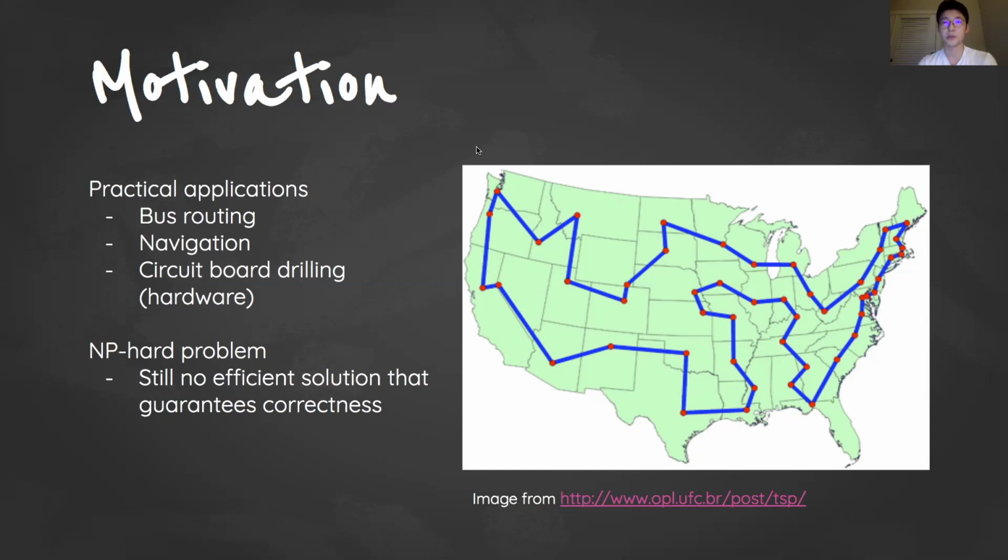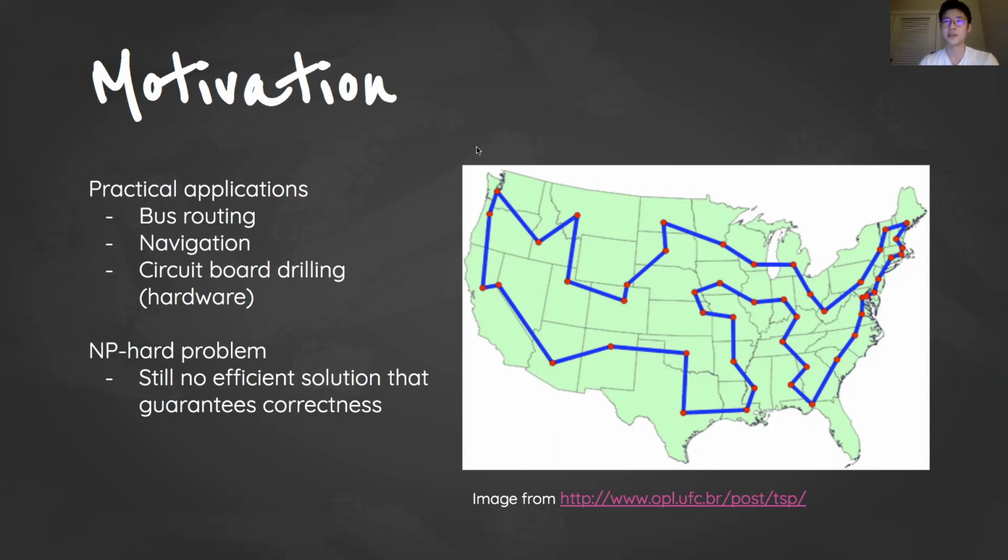So far we've talked about what the traveling salesman problem is, and now we're going to be talking about why we should care about it. There are a lot of practical applications for this problem. A typical example may be bus routing, navigation, or circuit board drilling. And to give a specific example, let's say you run a consulting firm and you want to save the cost of your employees traveling to each of the different cities where your clients are located, so that the overall cost of running the business is lower.